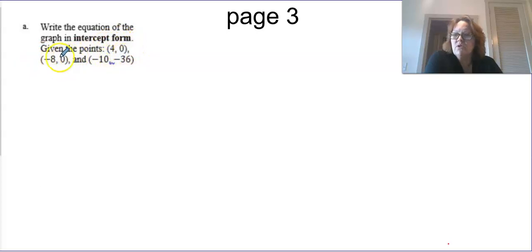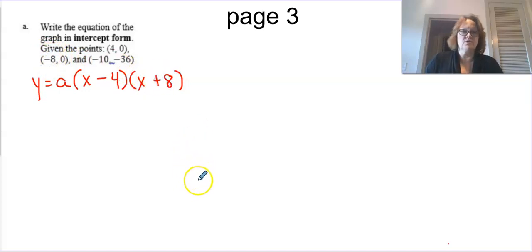First of all, I want to look at those 2 points. These are x-intercepts. So it's a quadratic, so it has these 2 x-intercepts. And I remember that my equation is going to be y = a times, and then I've got these 2 binomials here because it's factored. The first one is (x - 4), this root. And then the second one is (x - (-8)), which is (x + 8), of course. So that's the first thing I'm going to do, fill in those two x-intercepts, 2 roots.